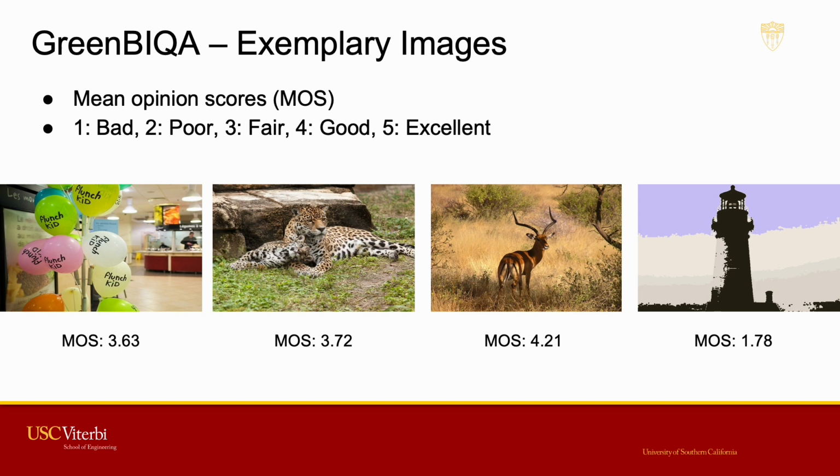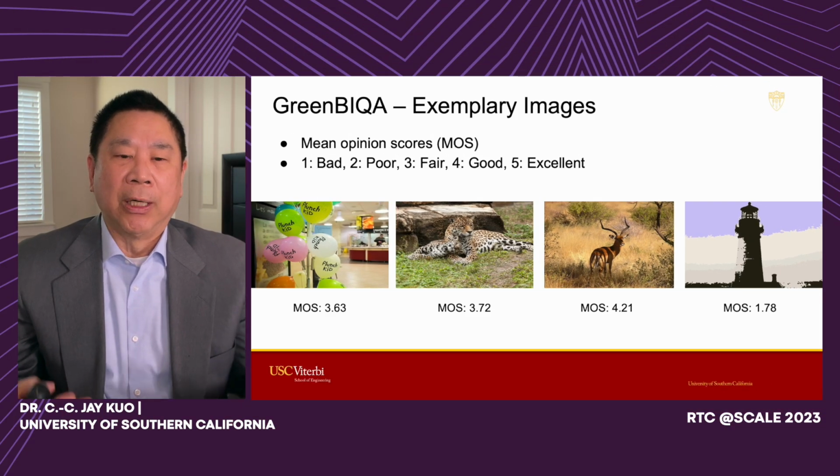The left two are good images. The third one, a deer, people like a lot, so it has a high score. The right one, the light tower image, as everyone can see, its quality is poor, so it has a low mean opinion score. Later on, I will show you the predicted score from our algorithm.